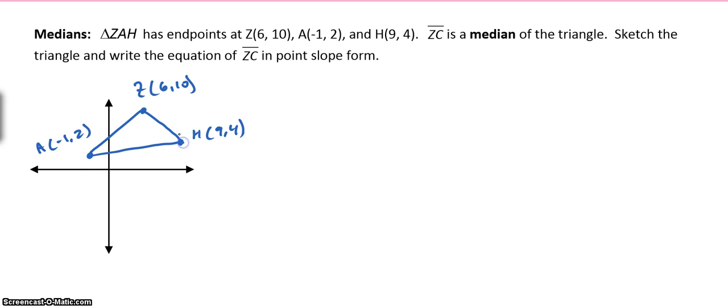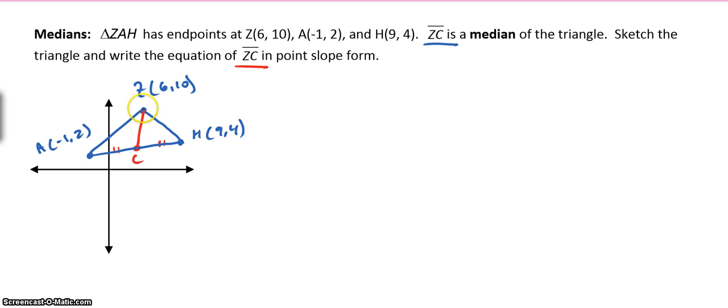Now, we want to find, and be very careful how you name it, ZC is a median of the triangle. So ZC, well, we know it comes from vertex Z, and it cuts this in half, and we're going to call this point C. Alright, sketch the triangle, which we did, and write the equation of ZC in point slope form. So again, to write the equation of ZC, I need a point and a slope.